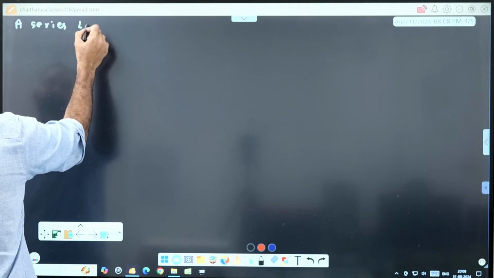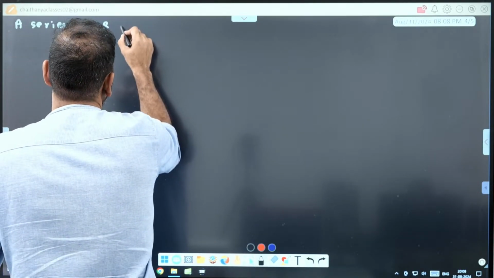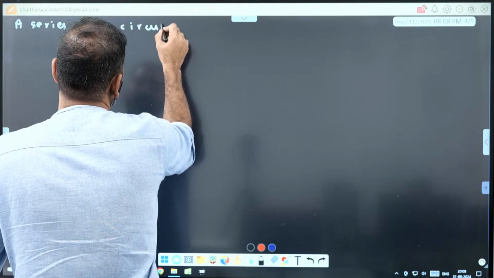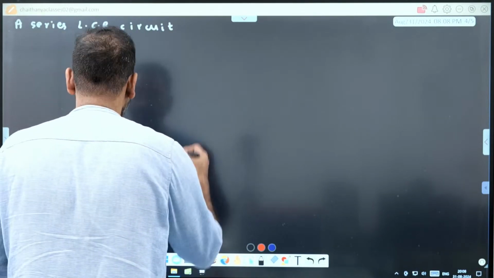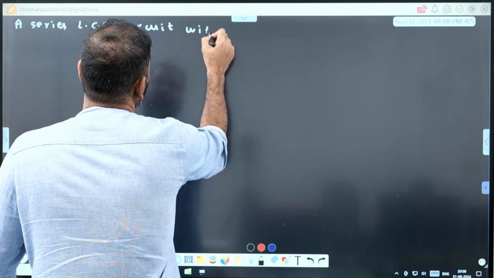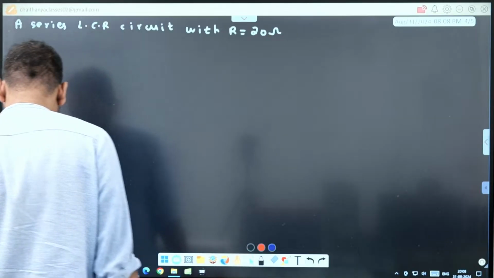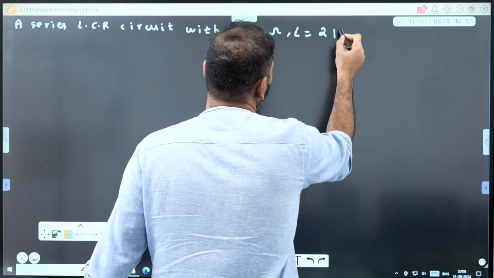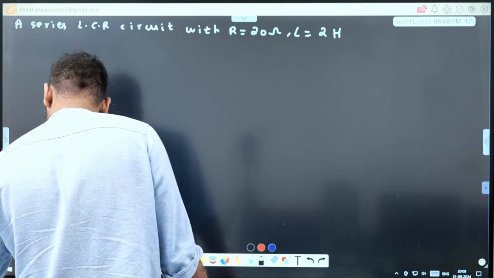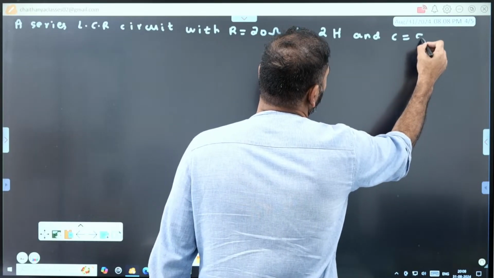A series LCR circuit. This is a question from last year's CBSE question paper. A series LCR circuit with R equal to 20 ohm, resistance 20 ohm, and inductance L equal to 2 Henry, and capacitance C is equal to 50 microfarad.